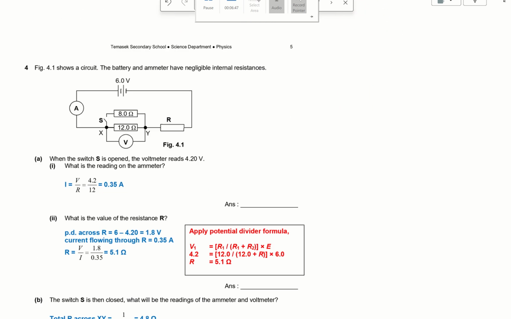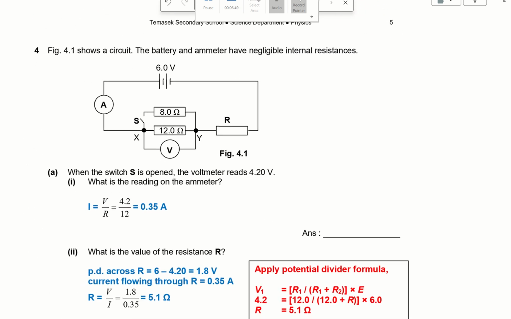Yeah. Okay, now figure 4.1 shows a circuit. The battery and ammeter have negligible internal resistance. That means we treat them as no resistance at all. So we see that this is a battery is 6 volt. We have 8 ohm and 12 ohm in parallel. Then we have a resistor of R. When the switch is open, okay, the voltmeter reads 4.2. That means over here is 4.2 volts.